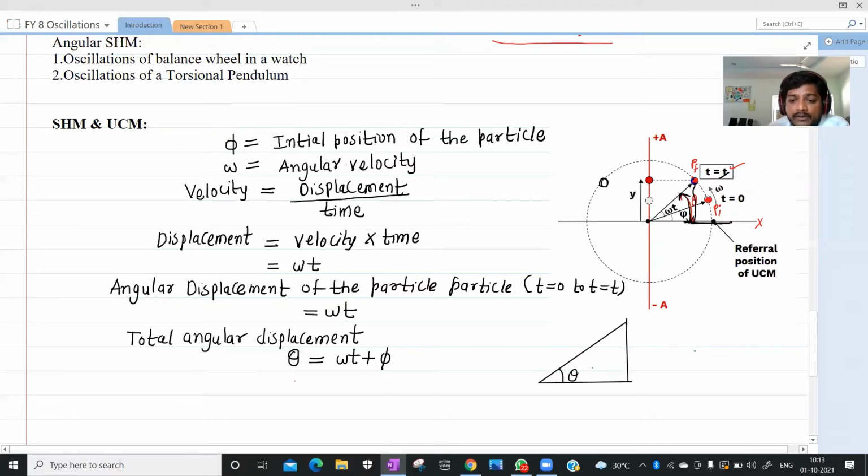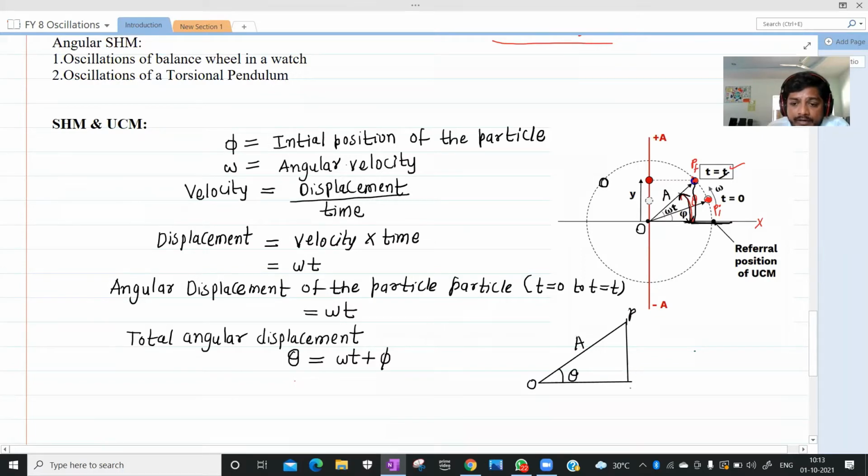Here this is the center O. This is also the center O. This is the final position of the particle. For example, let us take the radius of the circle as capital A, the amplitude. Okay, this is some P.